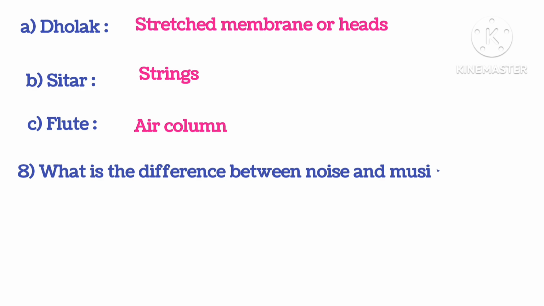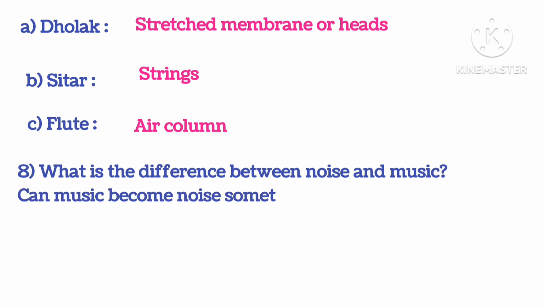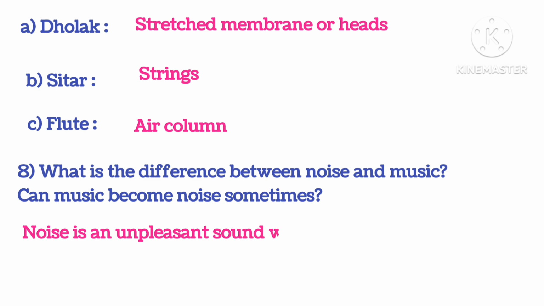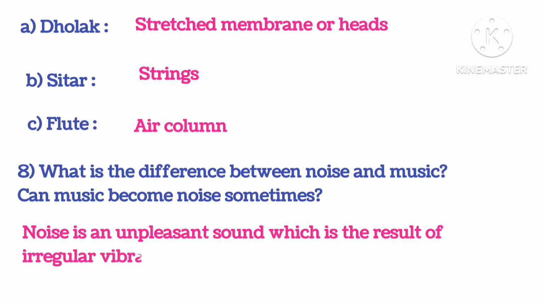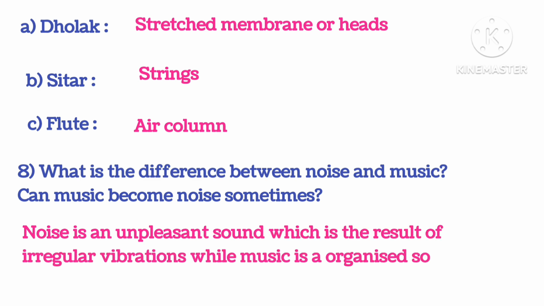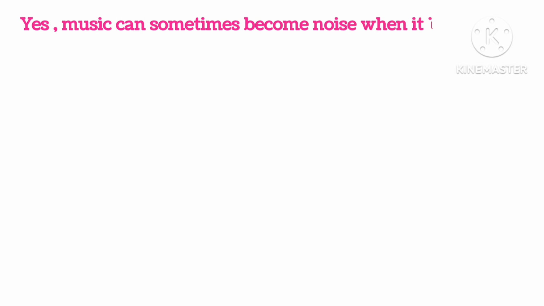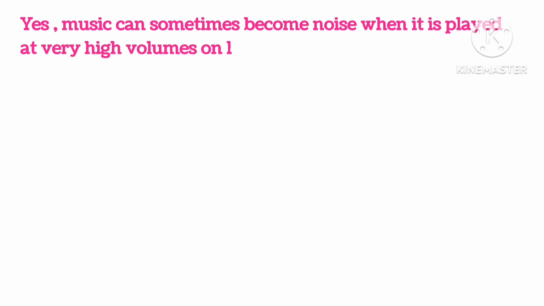Eighth, what is the difference between noise and music? Can music become noise sometimes? Noise is an unpleasant sound which is the result of irregular vibrations, while music is an organized sound which is pleasant to hear. Yes, music can sometimes become noise when it is played at a very high volume on loudspeakers.